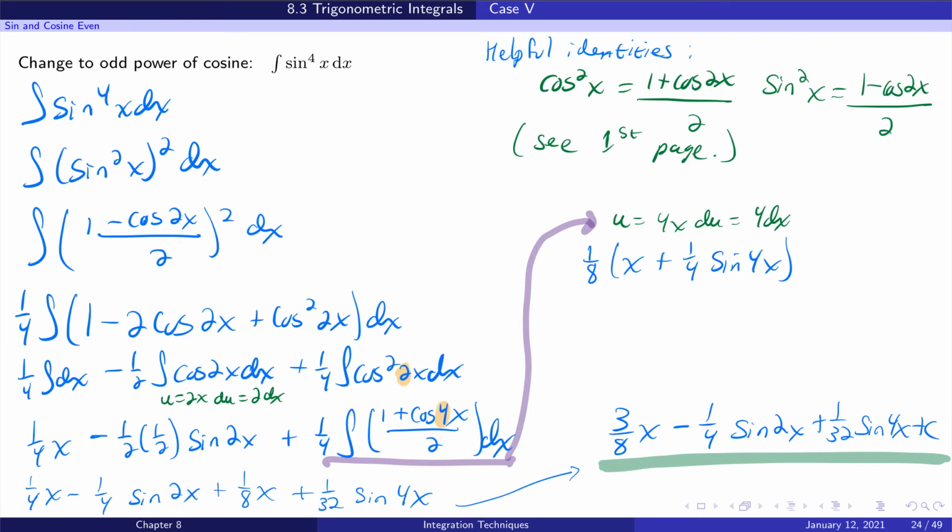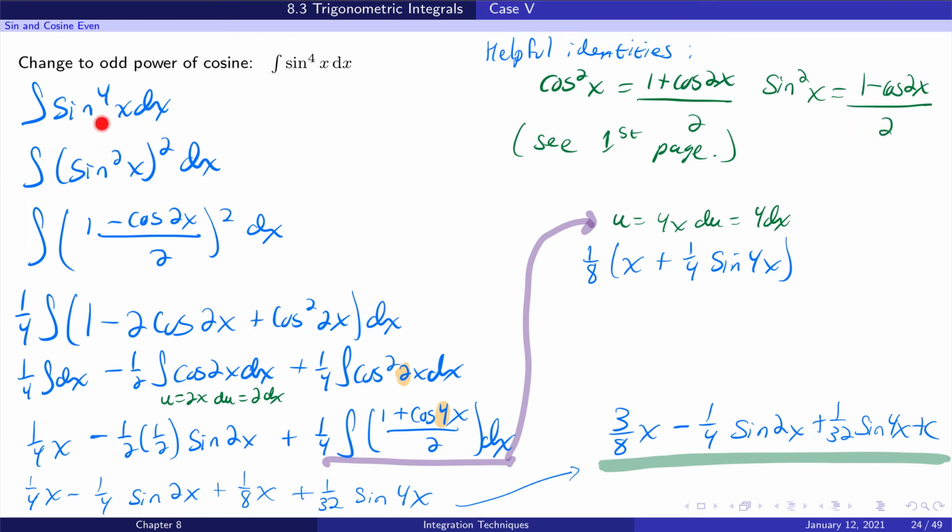So the most challenging ones actually look like they'd be the easiest. If I want the antiderivative of sine to the fourth, you'd think that would be pretty straightforward. But what we have to do is convert sine to the fourth, this even power, into an odd power. And you're going to be using the identities that showed up on the first page. So cosine squared is (1 plus cosine 2x) over 2, and sine squared is (1 minus cosine 2x) over 2.